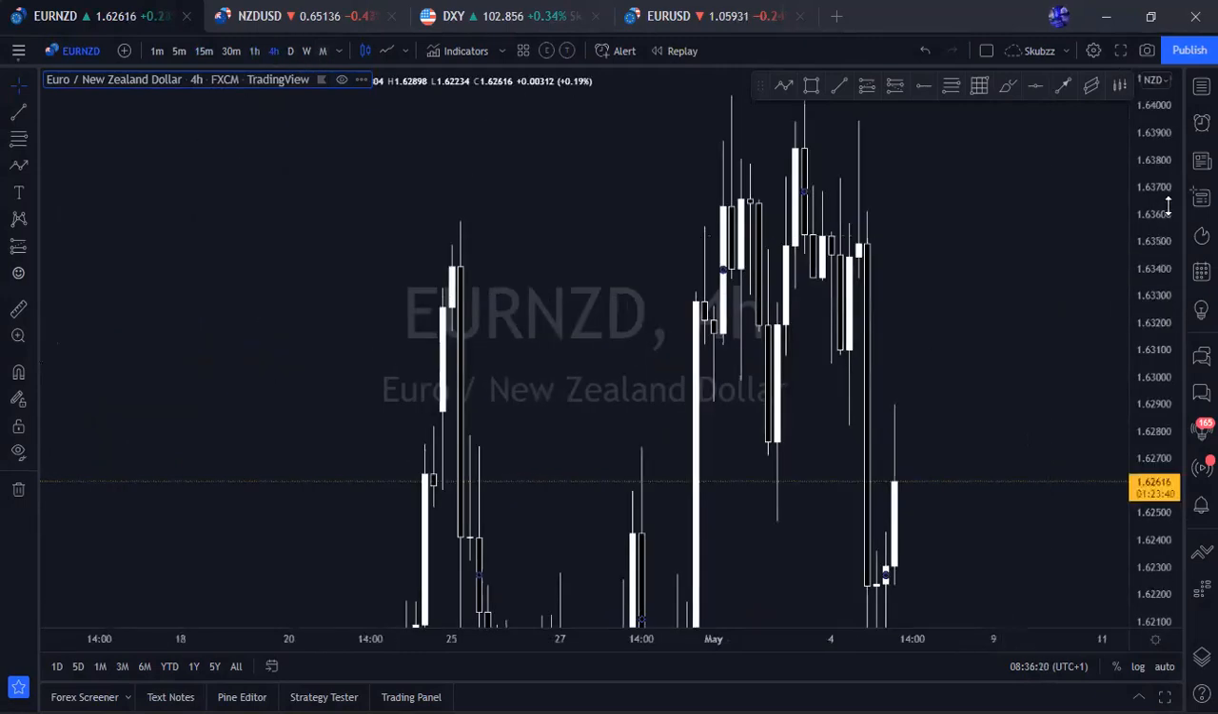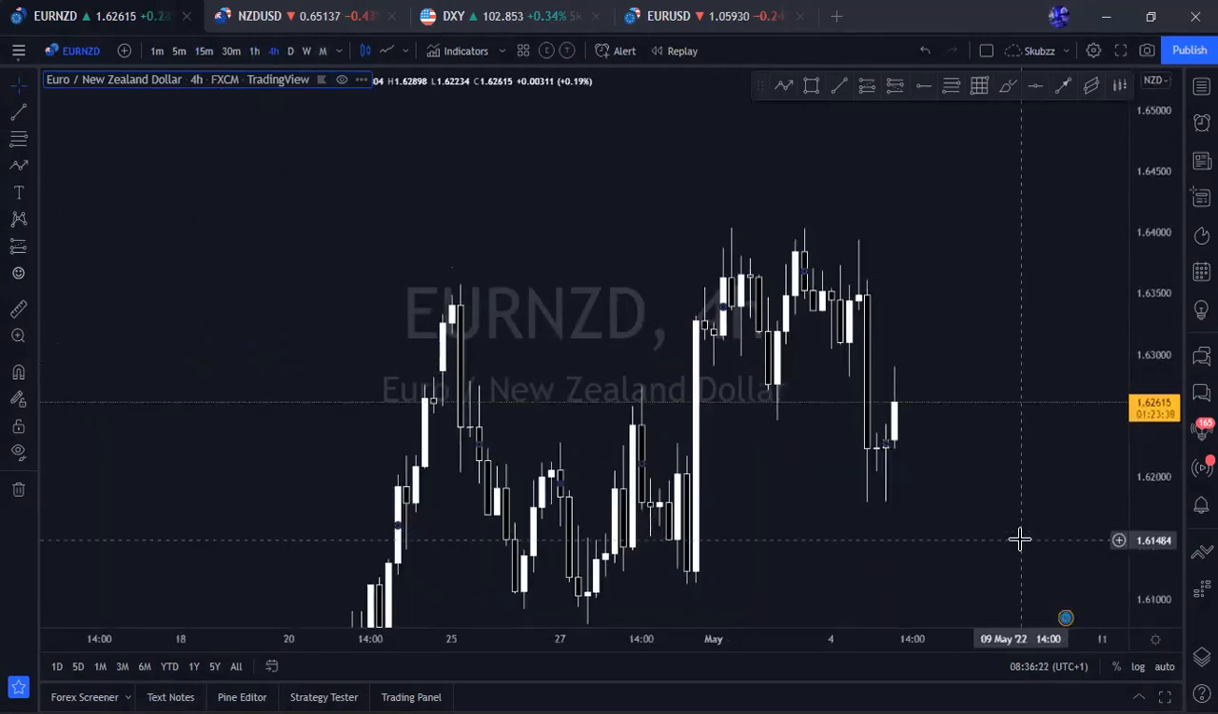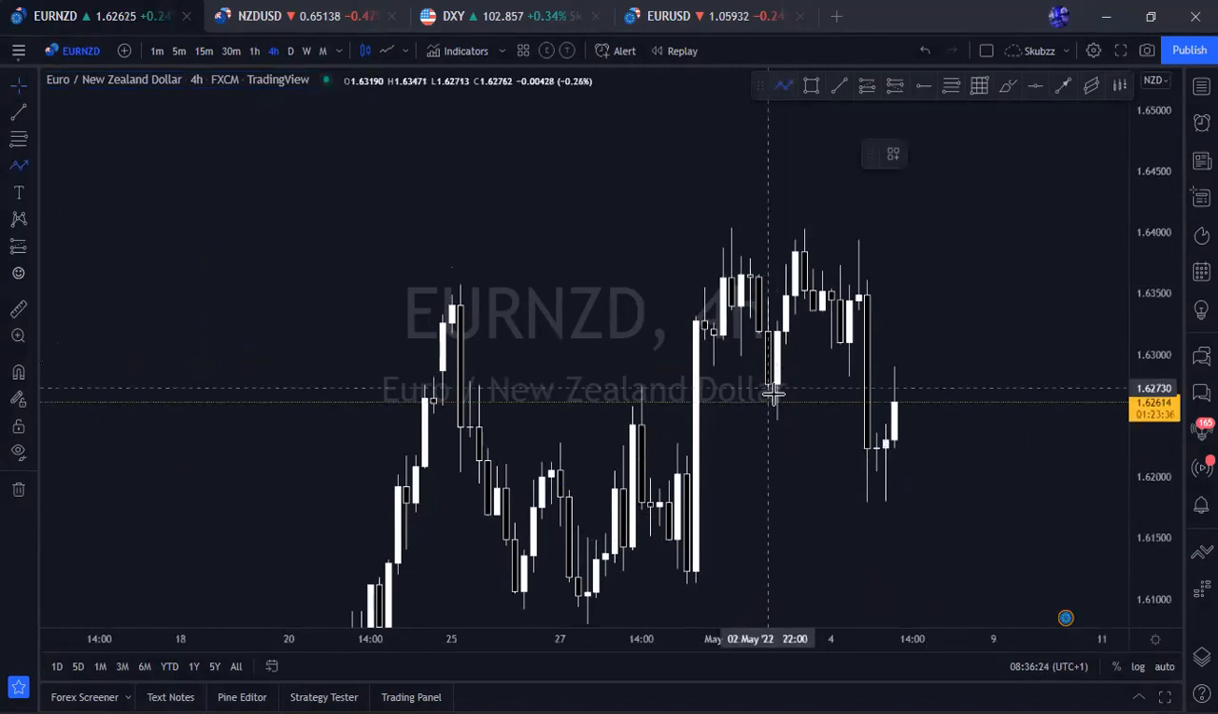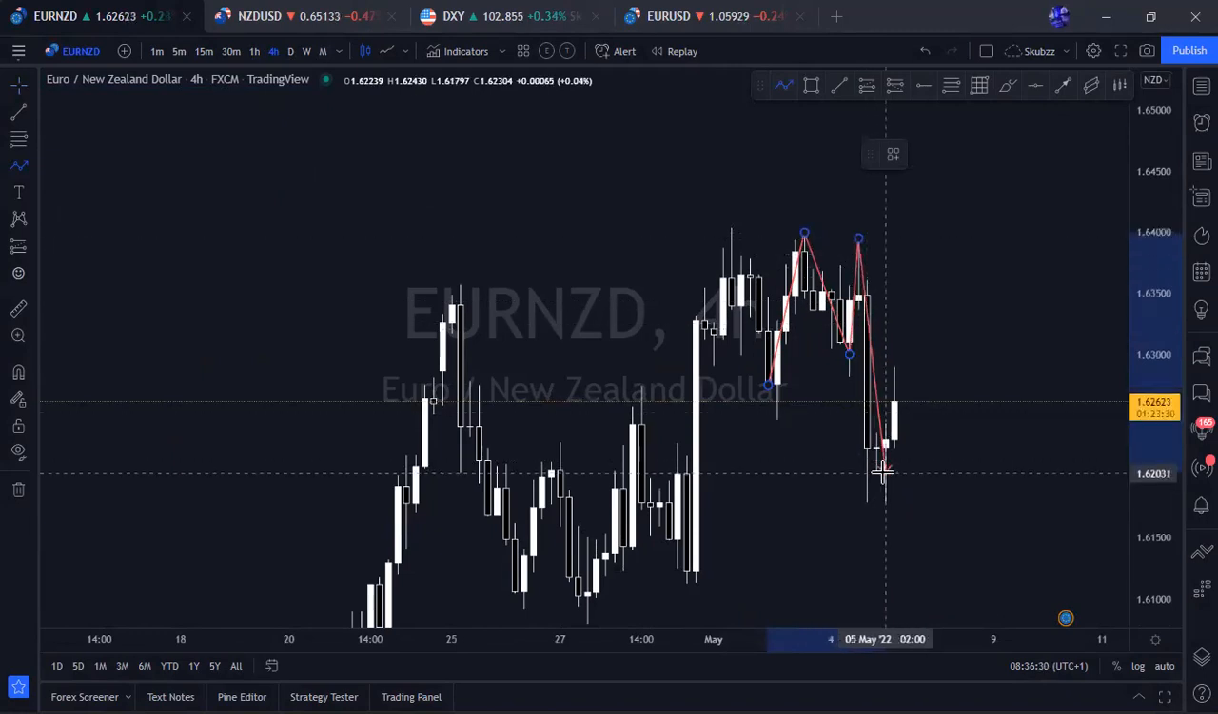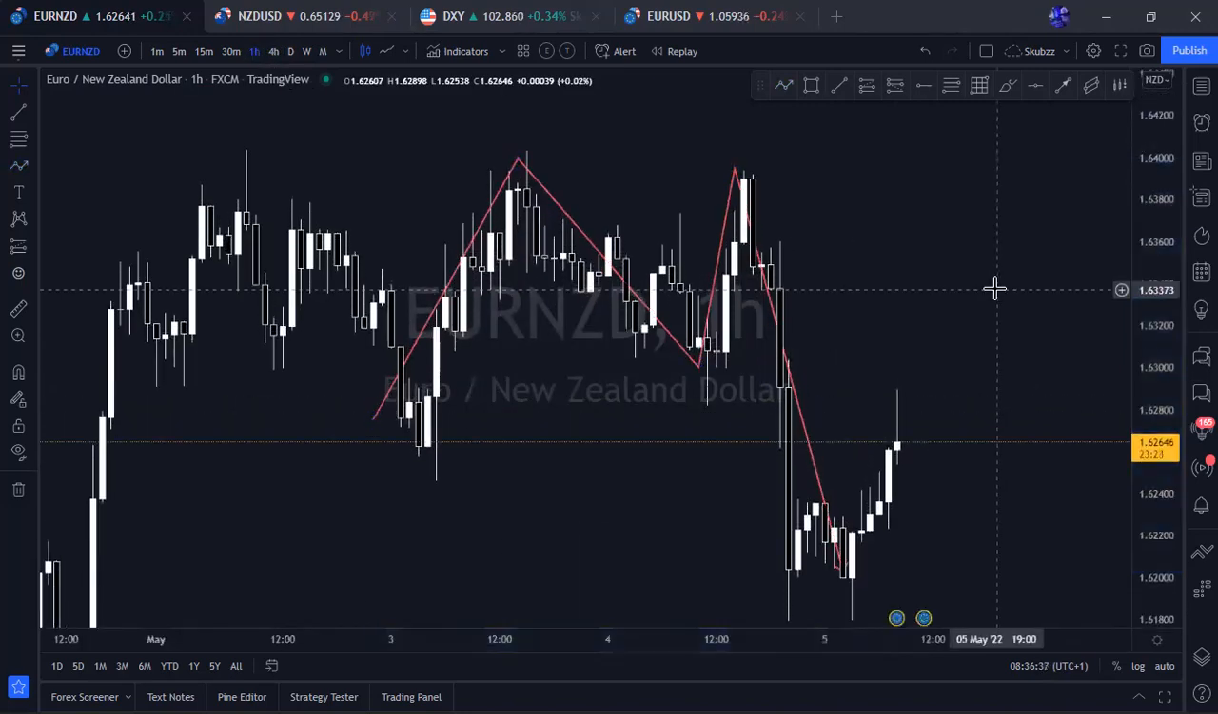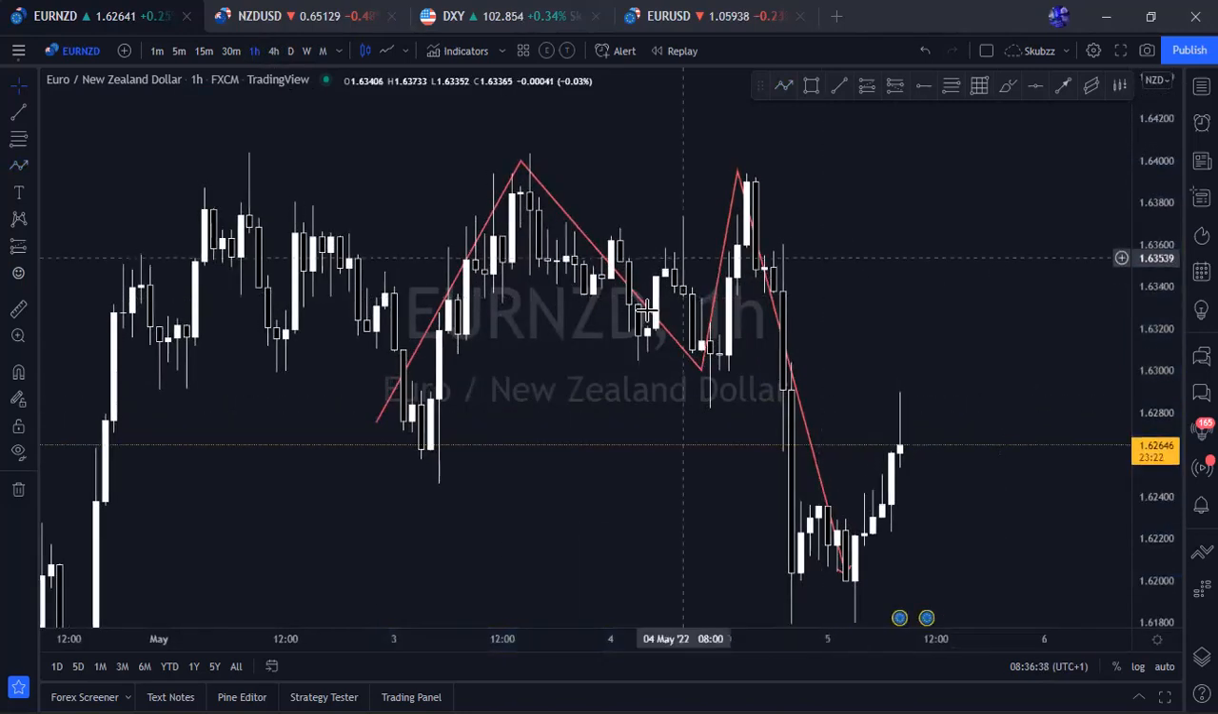So let's look at the 4H. The 4H is bearish for me because we had this whole move, then a retracement, and then a shift in market structure here. Do you understand? On the 4H, this market is bearish. So what I'll be looking for on the 1H is sell positions.